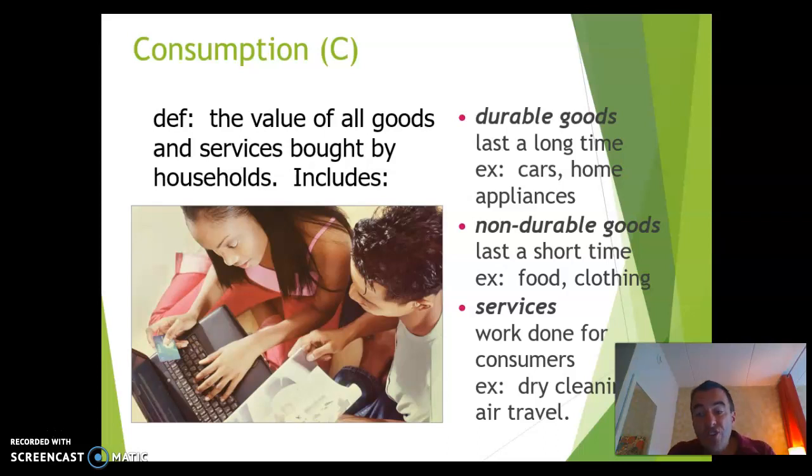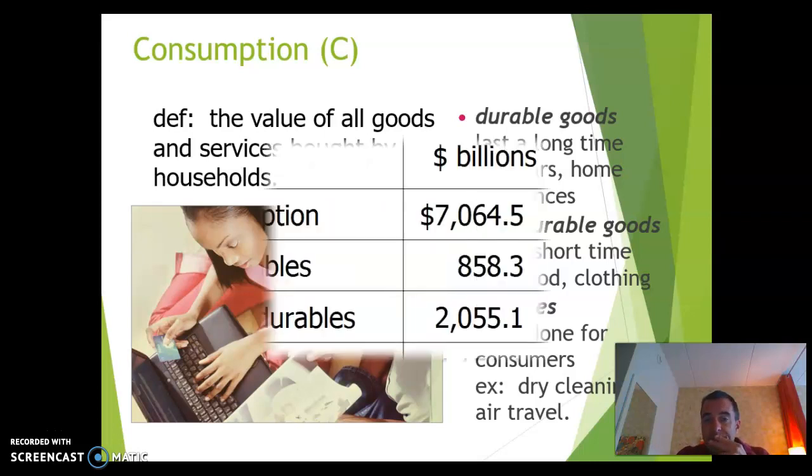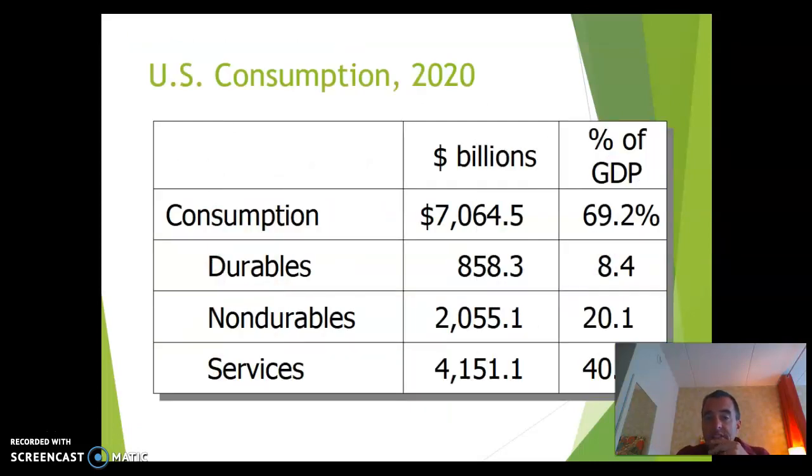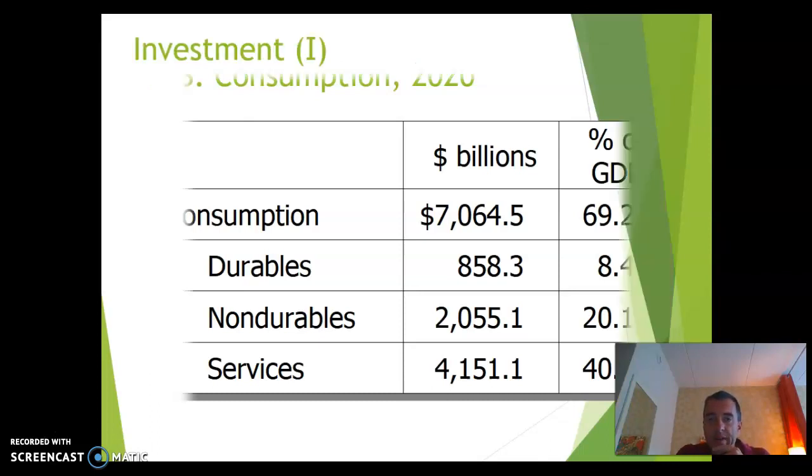We buy a lot of services compared to goods in the U.S. economy. Look at the U.S. consumption in 2020. 70% of the GDP was consumers. So if I'm going to do things to help our economy, I'm going to stimulate the economy through the use of consumers. We want consumers to spend money. And you notice 40% of what consumers spend money on is services, which is an important aspect.